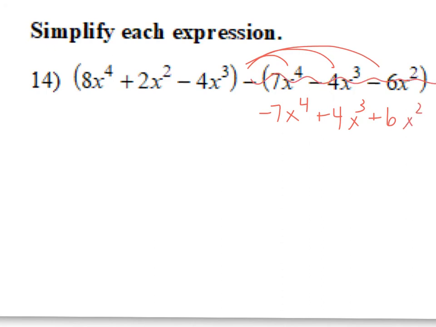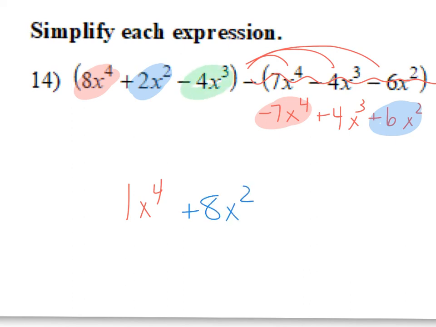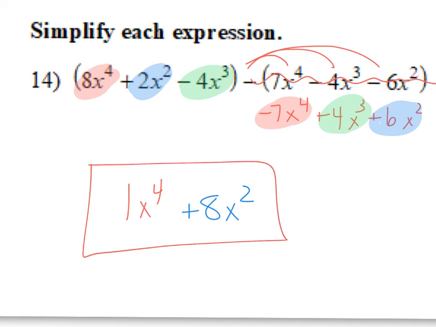So now start combining like terms. So I've got 8 minus 7. So I've got a 1x to the 4th or x to the 4th. I've got 2x squared and 6x squared. So that's going to give me plus 8x squared. Okay, and then on the next one, I've got a negative 4x to the 3rd plus 4x to the 3rd. So that actually just cancels out. So this right here would be your final answer. All right, and that concludes this answer key.